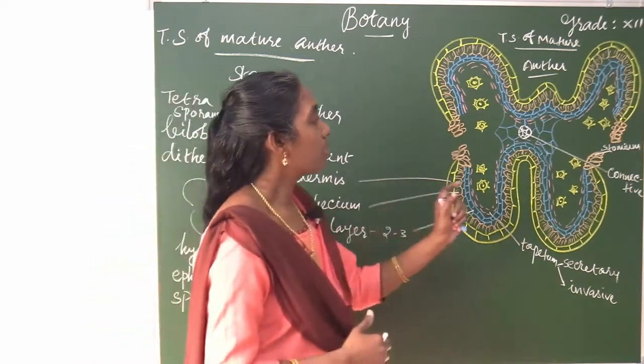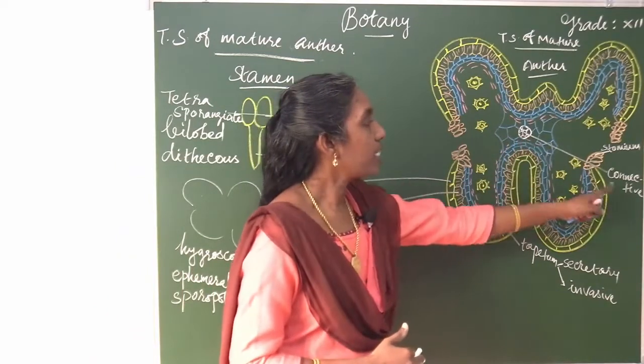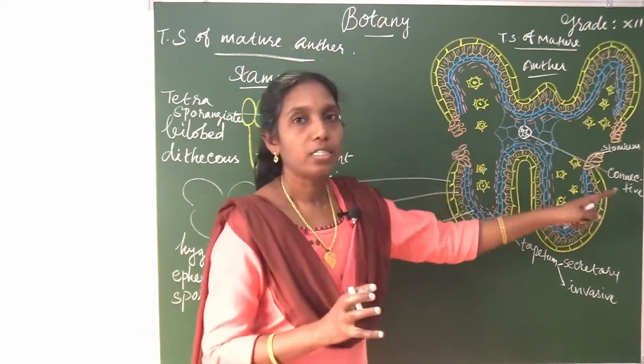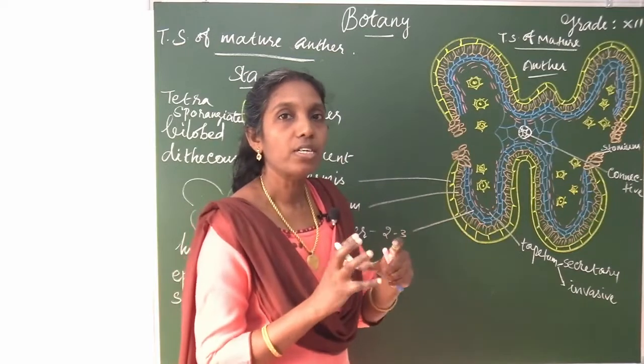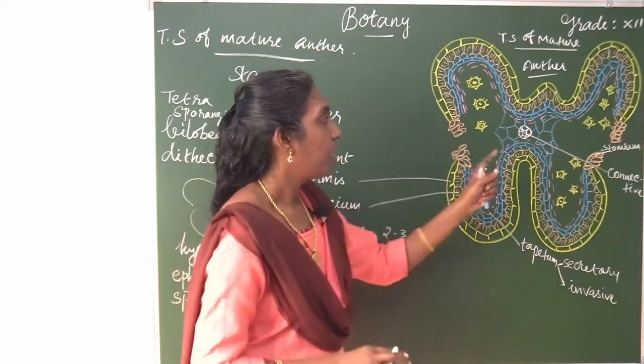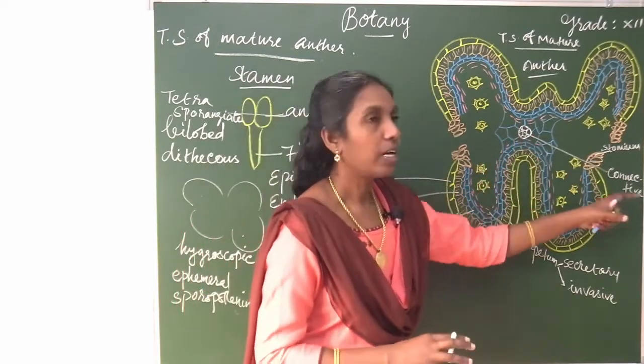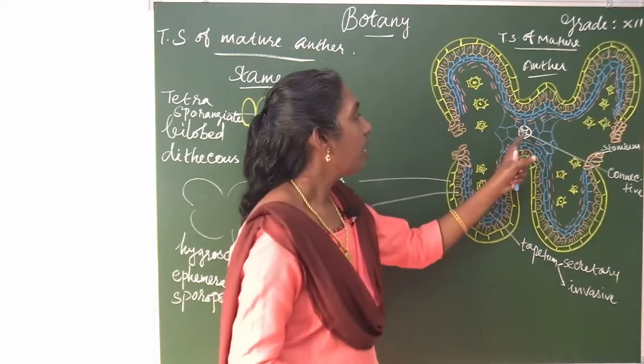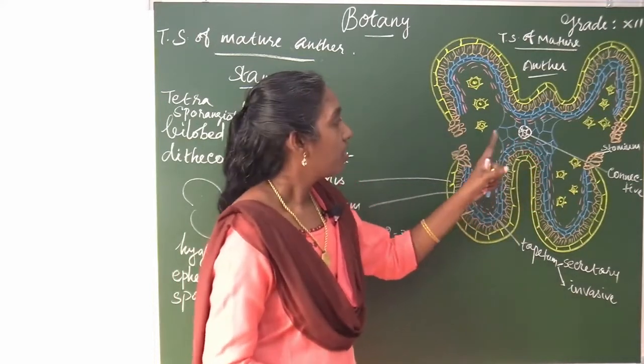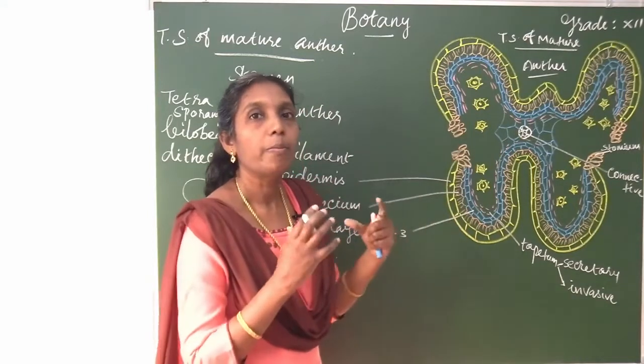Now, there is another structure found here, called the connective. The connective is a column of sterile cells. So, a column of sterile cells is called the connective. Then microspores.